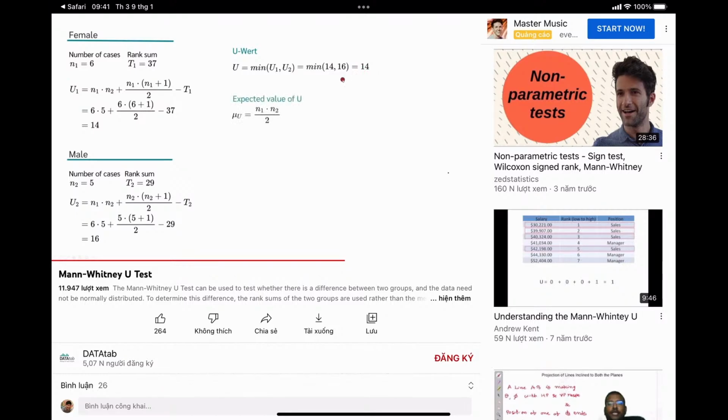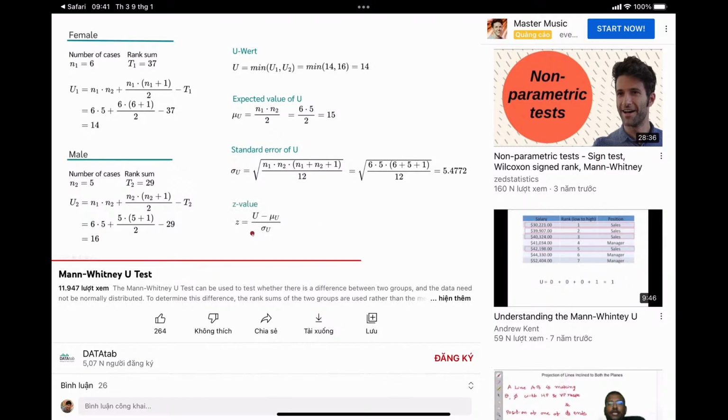Further, we need to calculate the expected value of U. And in our case, we get 6 times 5 divided by 2, and this equals 15. Last but not least, we need the standard error of U. The standard error can be calculated with this formula, and in our case, we get the result 5.4772. If we take all these values now, we can calculate Z.